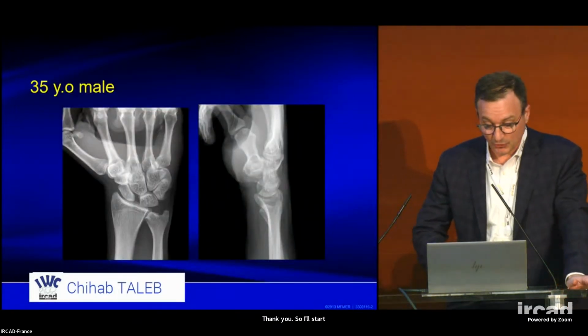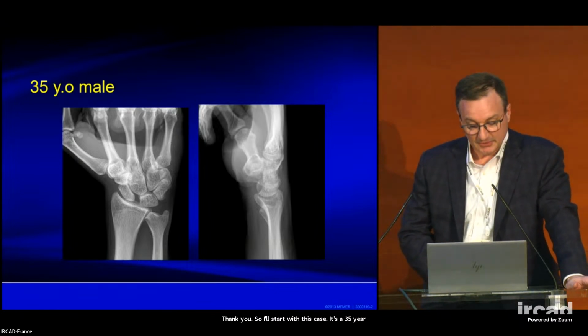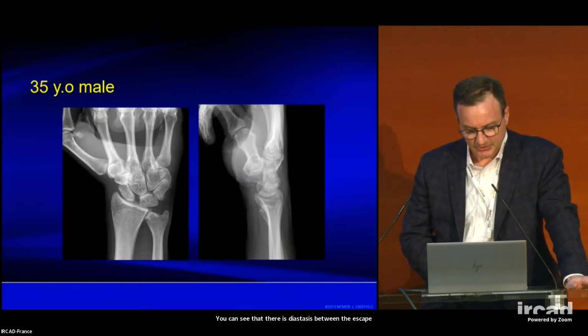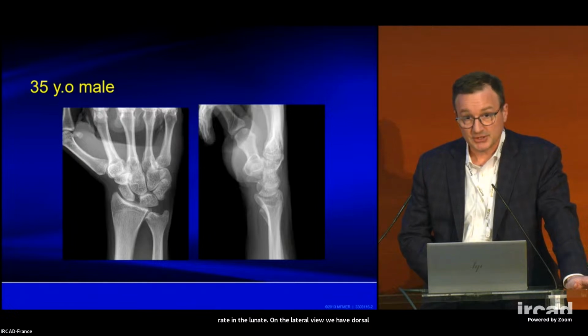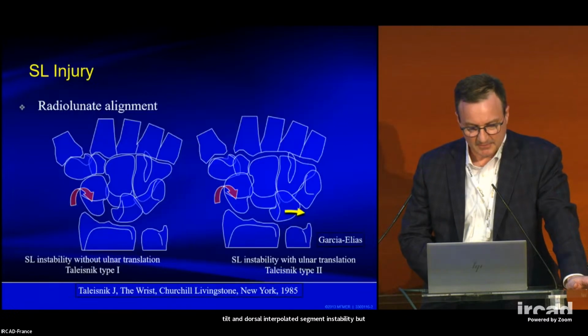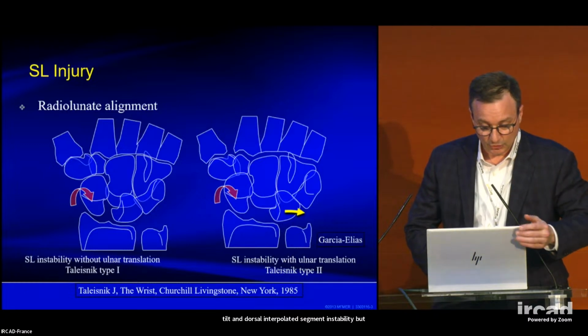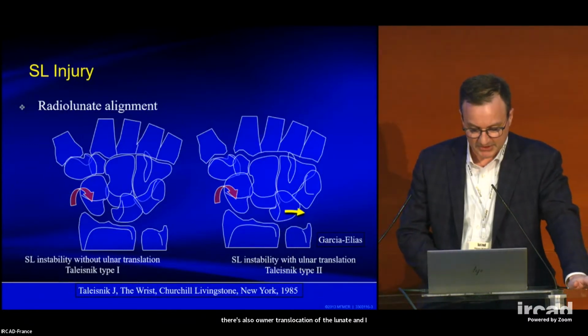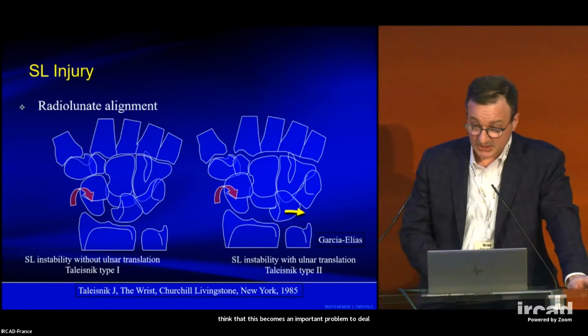It's a 35-year-old male. You can see that there is diastasis between the scaphoid and the lunate. On the lateral view, we have dorsal tilt and dorsal intercalated segment instability. But there's also ulnar translocation of the lunate. And I think that this becomes an important problem to deal with. We would consider this a Telesnik type 2 instability pattern.